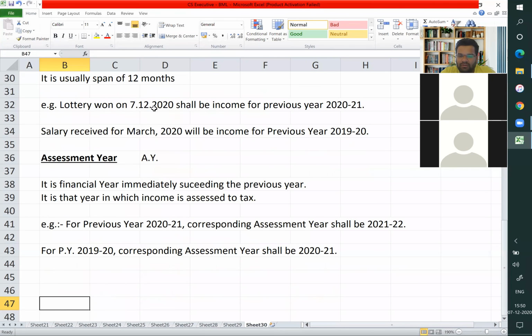Whatever I earn in the previous year, with respect to that, what exactly is my income? And what exactly is the tax payable is determined in the subsequent year. That year in which it is determined is called as assessment year.